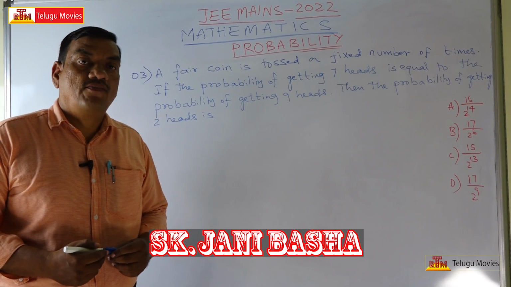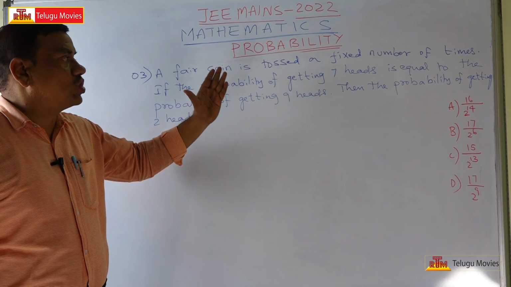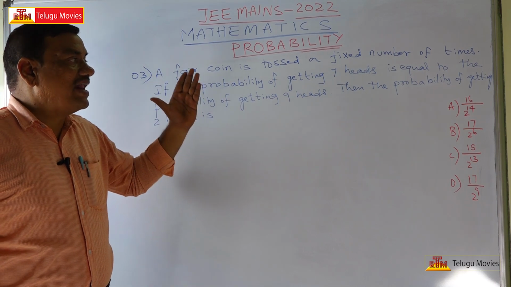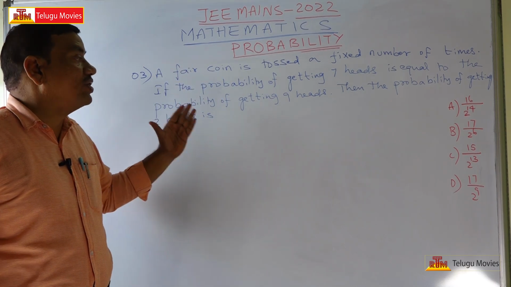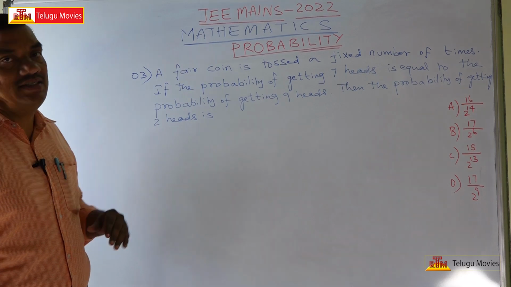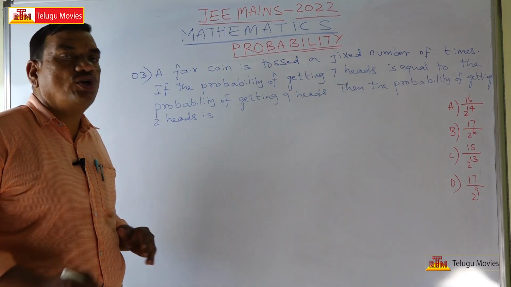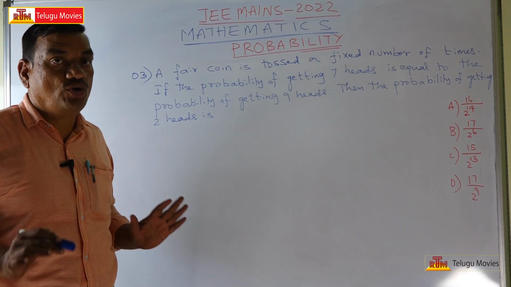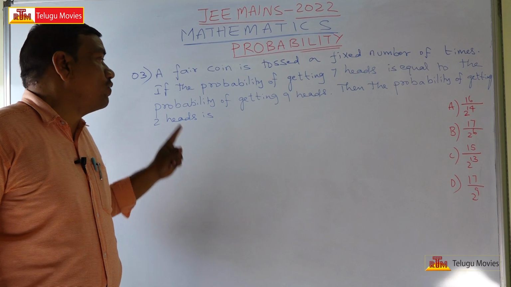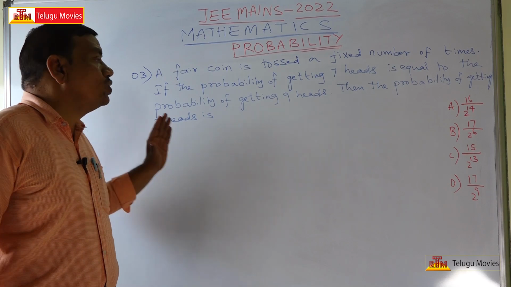So, dear students, welcome to our third problem. First read the third problem. A fair coin is tossed a fixed number of times. If the probability of getting 7 heads is equal to the probability of getting 9 heads, then the probability of getting 2 heads is... Once again, see the problem. We don't know how many times it is tossed, but it is given that the probability of getting 7 heads is equal to the probability of getting 9 heads. Then the probability of getting 2 heads is?